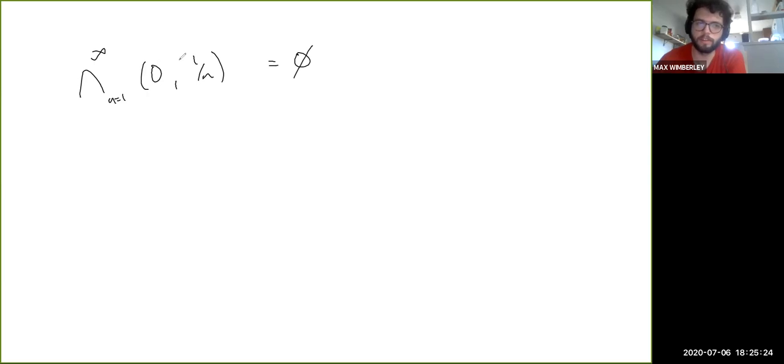So 0 is not in the intersection. Negative numbers are obviously not in the intersection. And then for any positive number, eventually this gets too small. So a positive number will get thrown out eventually.